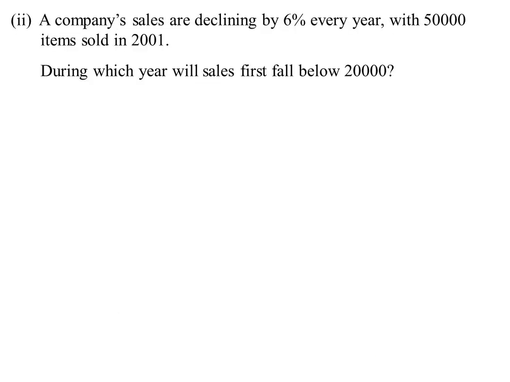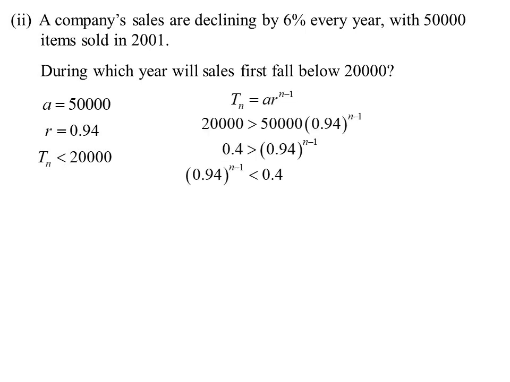A company's sales are declining by 6% every year, with 50,000 items sold in 2001. During which year will the sales fall below 20,000? This, of course, is a geometric. First term is 50,000. Our ratio, it's declining, so it'll be 0.94. We wish to know when is that general term less than 20,000. We have an exponential inequation to solve. Play around with it. Now, okay, at this stage we could guess and check, that's certainly a valid way.